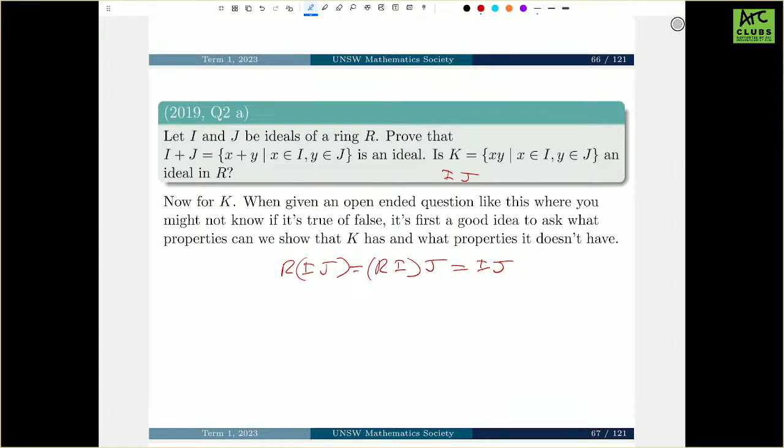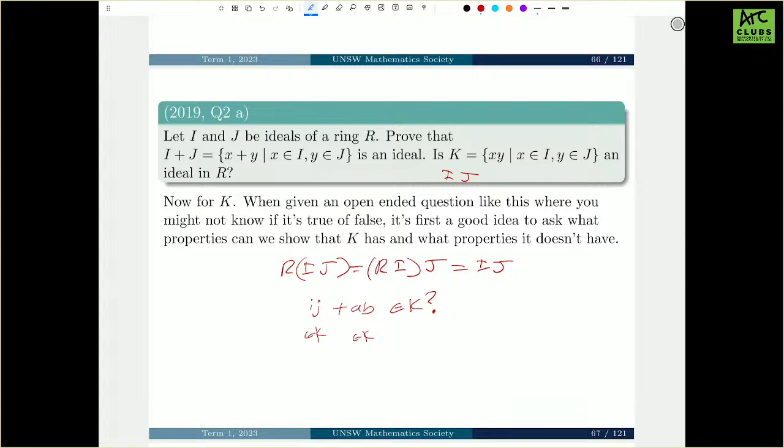Well, let's see. Let's say we have ij, an element of K, and let's say ab is also an element of K, where a is in I, b is in J, i is in I, j is in J. We ask ourselves, is this an element of K? There's no real easy way to factor ij plus ab. We just don't have enough information here. So that's why we can think that it's probably false. K is probably not an ideal.